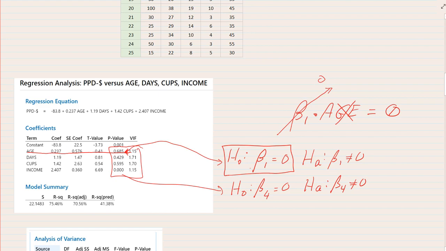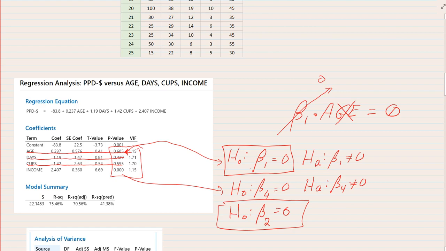Next p-value, look at the next one, 0.429. We don't reject that null either. That means you don't need days either. And what else? How many cups a day? That's not material. Notice every one of these p-values is large. So the null hypothesis, for example, for beta 2 is 0. We don't reject it, right? For beta 2 is 0, and we don't reject that one. So that means we don't need the second independent variable in our model.